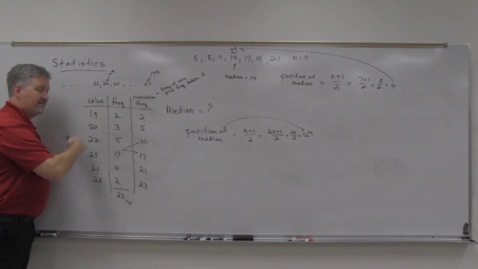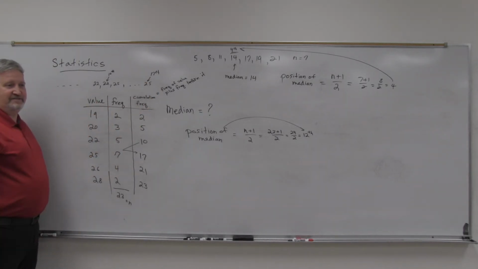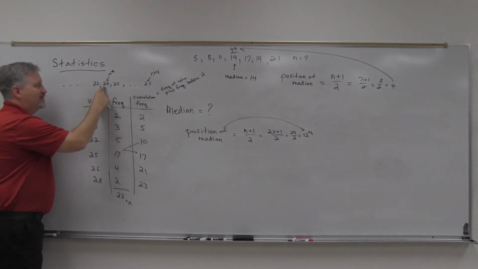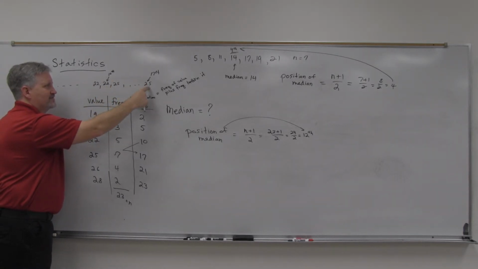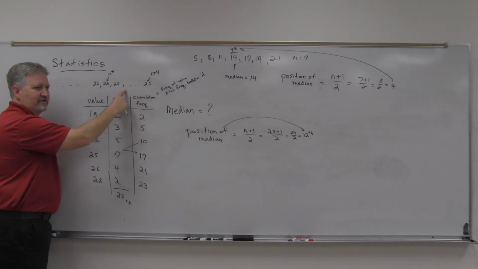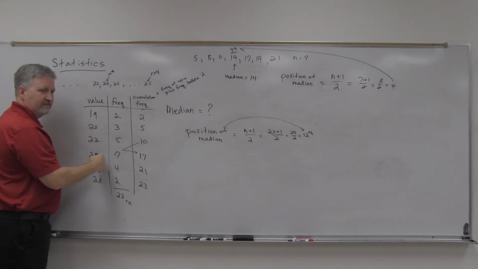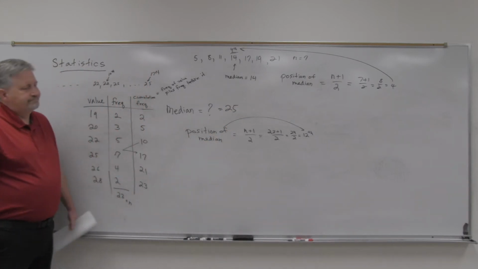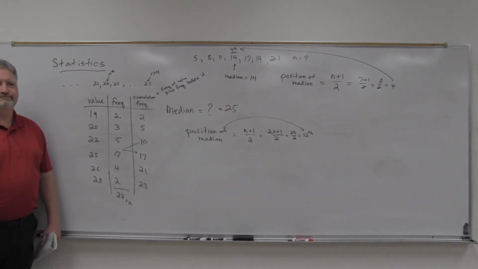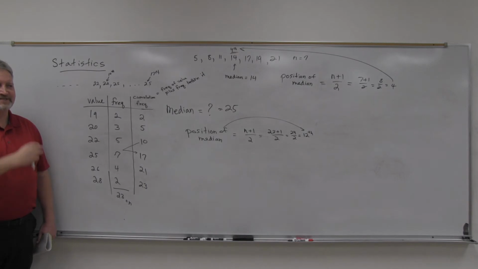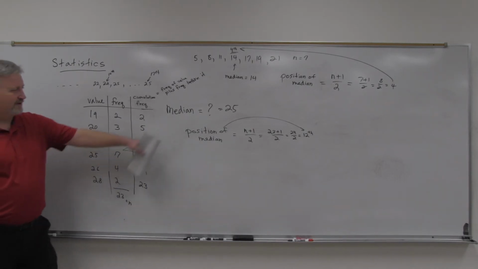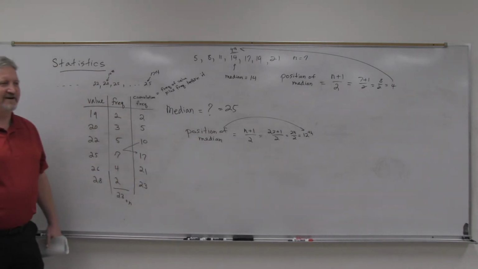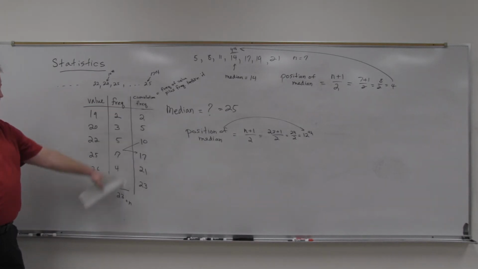So which value is in the 12th position? If the last 22 is in the 10th position, the last 25 is in the, isn't it the 12th position at 25? 25 is the median. So that's one way to do it. Another way is just to list them all out and get to the 12th value. This gives you another option.